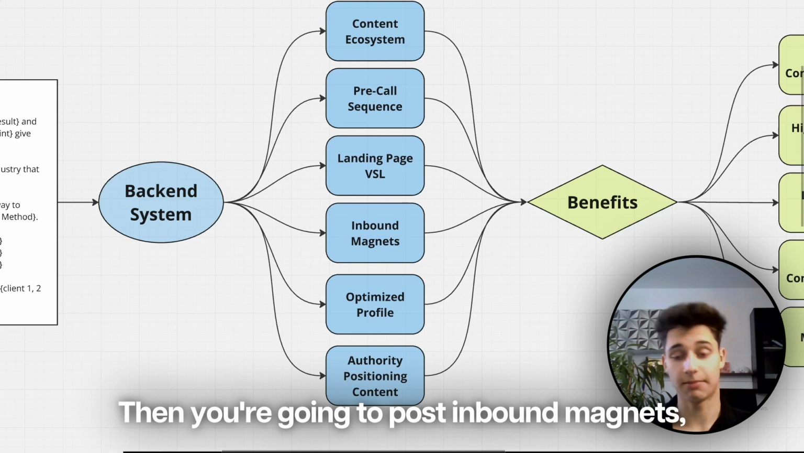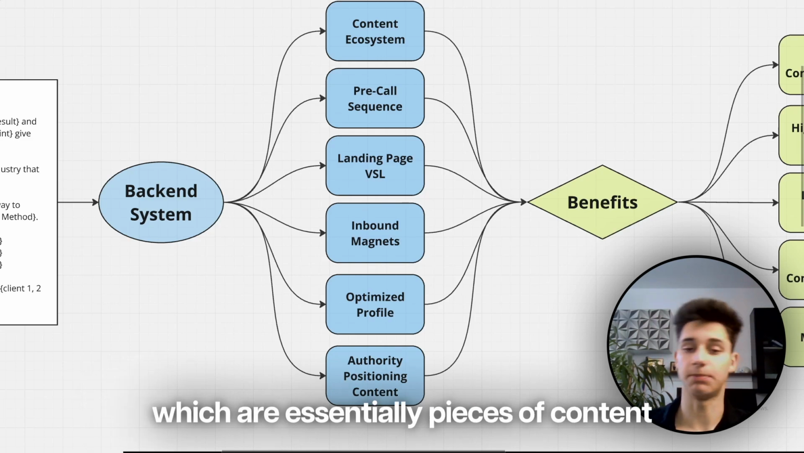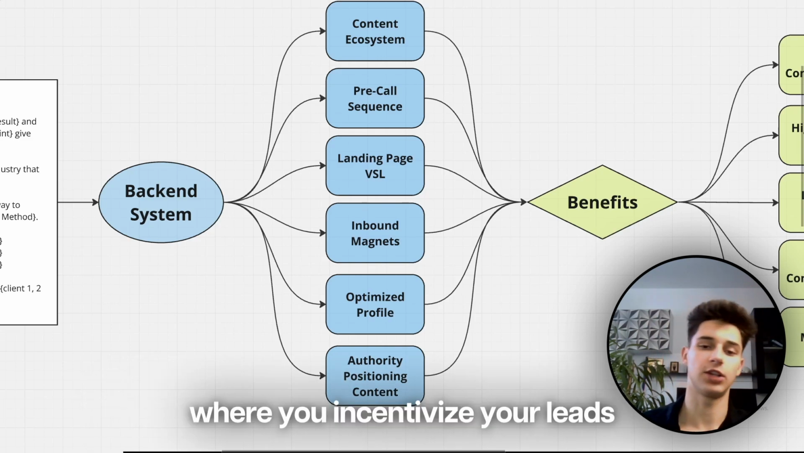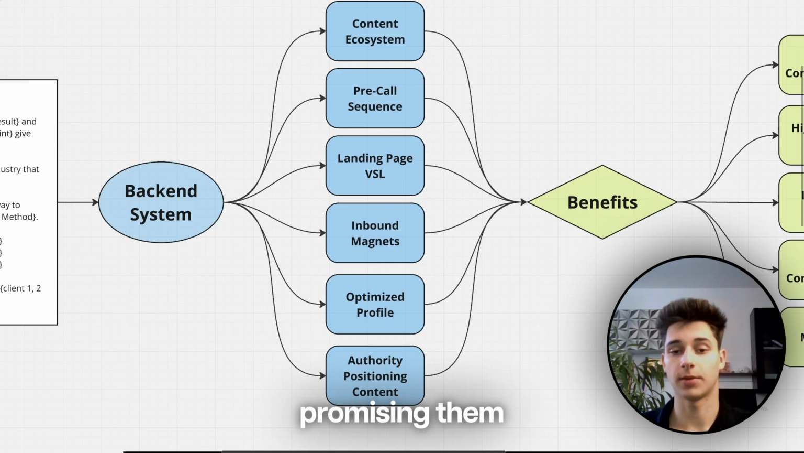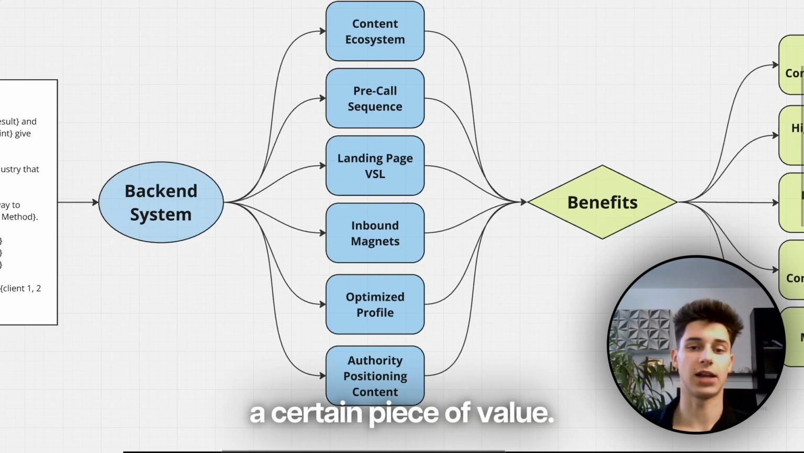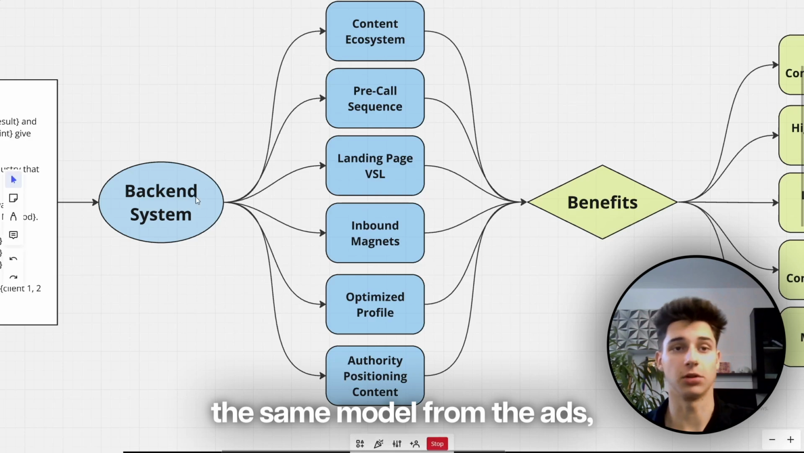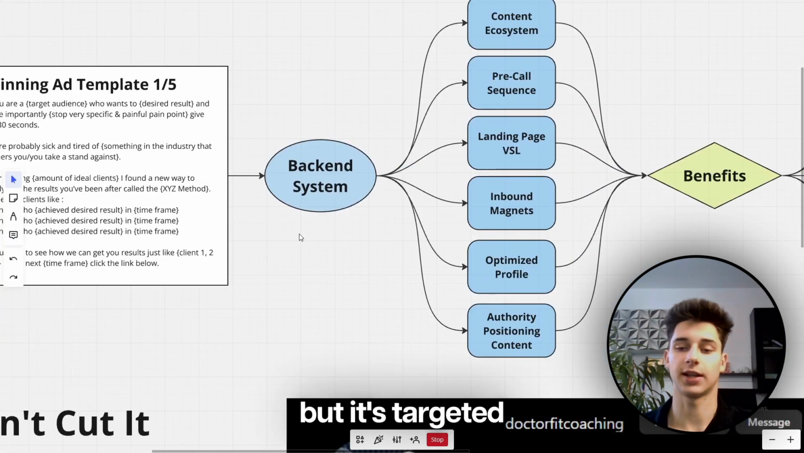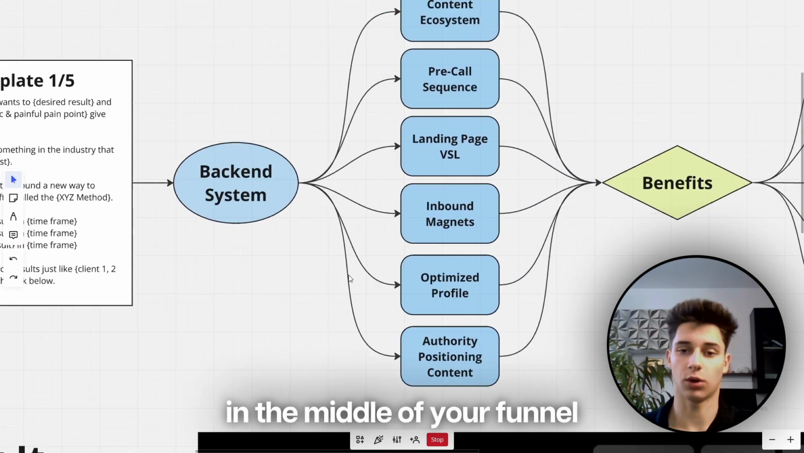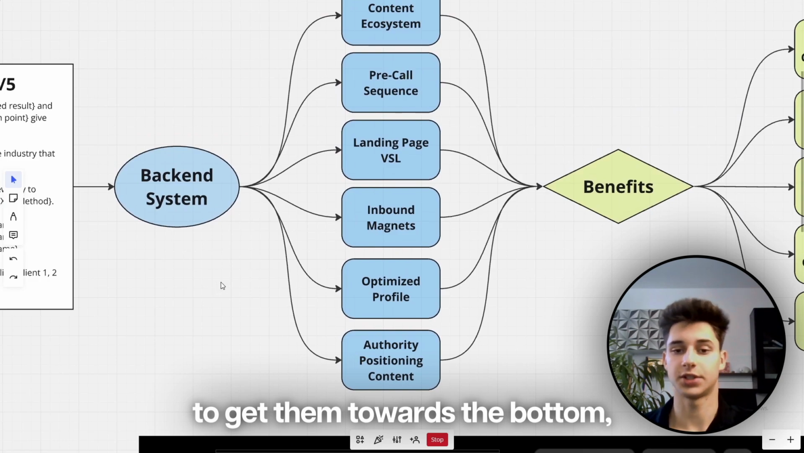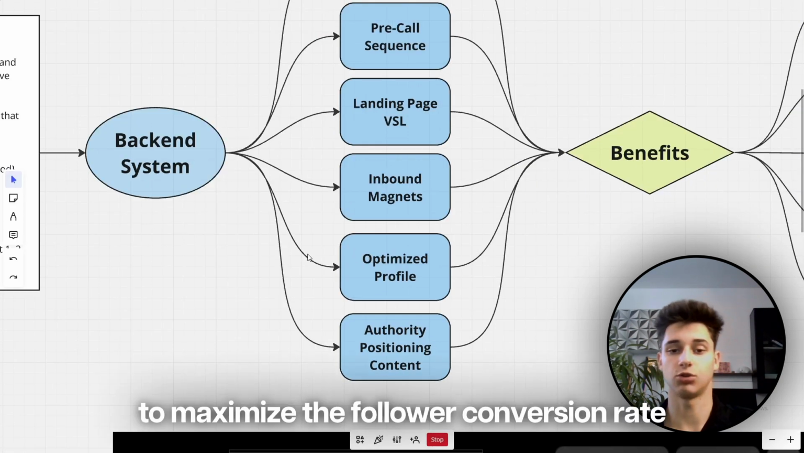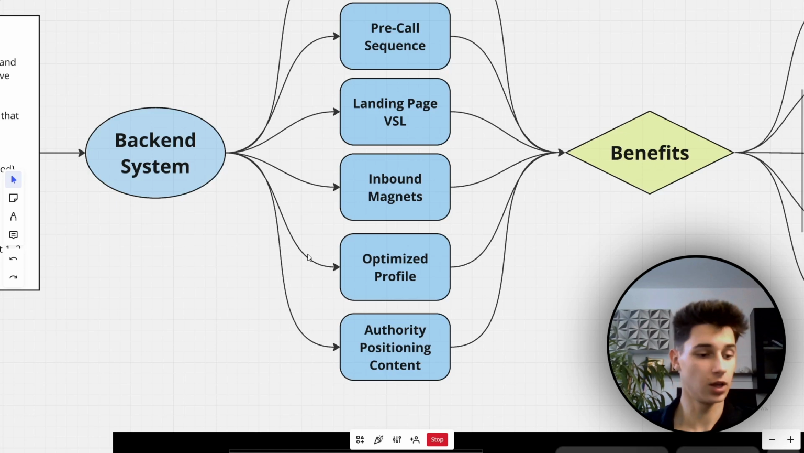Then you're going to post inbound magnets, which are essentially pieces of content where you incentivize your leads to interact by promising them a certain piece of value. So essentially the same model from the ads, but it's targeted towards the audience in the middle of your funnel to get them towards the bottom. Then an optimized profile to maximize the follower conversion rate from the ads.